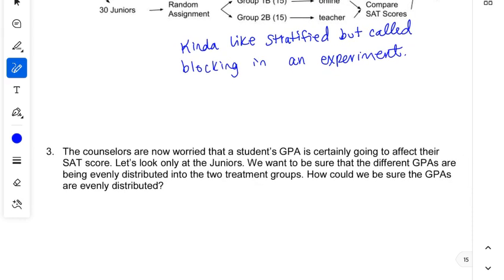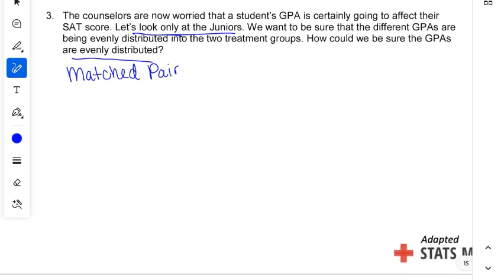Okay, let's go to number 3. The counselors are now worried that a student's GPA is certainly going to affect their SAT score. Let's look at only juniors this time. So we have only juniors. We want to be sure that the different GPAs are being evenly distributed into the two treatment groups. How can we be sure that the GPAs are evenly distributed? Okay, so what we're going to use for this is called matched pair.